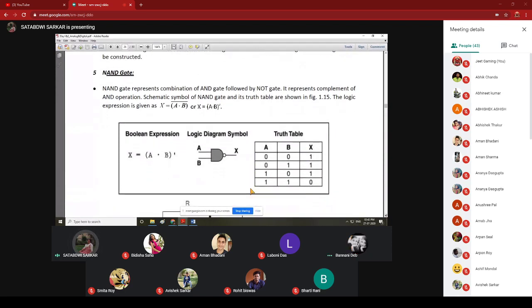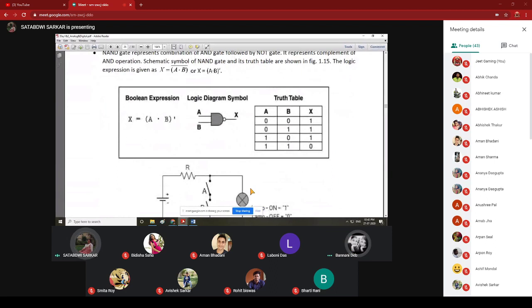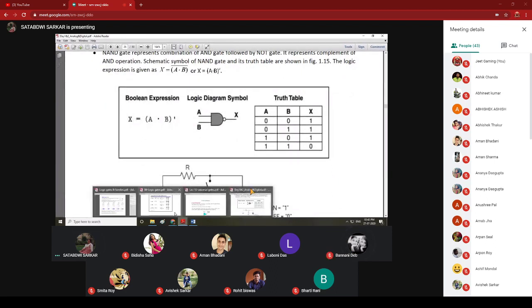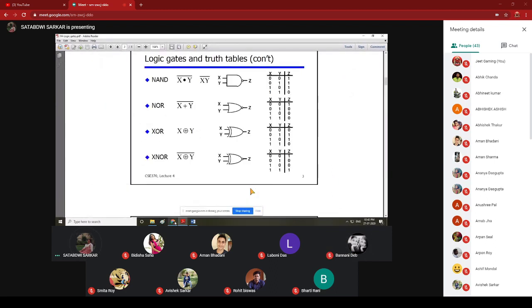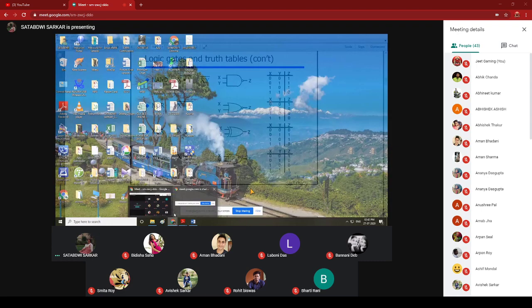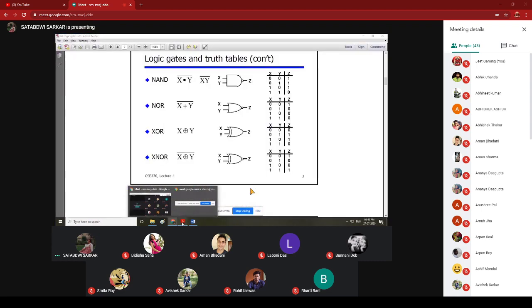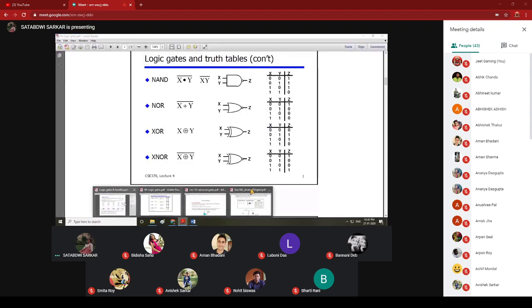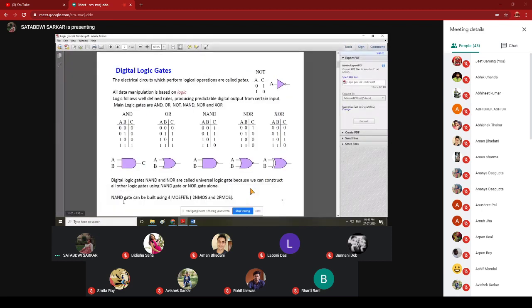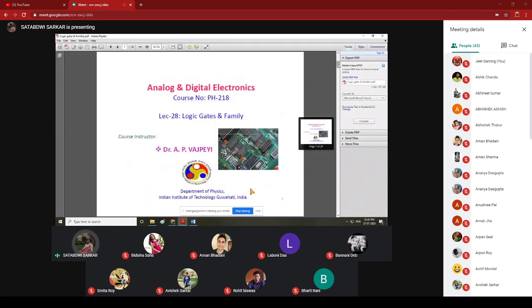This is the NAND gate. Now, hello. These are the symbols.